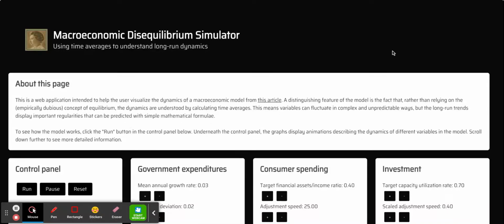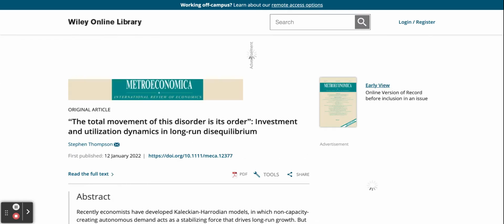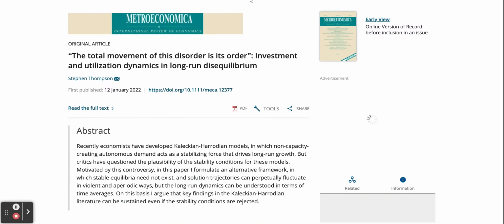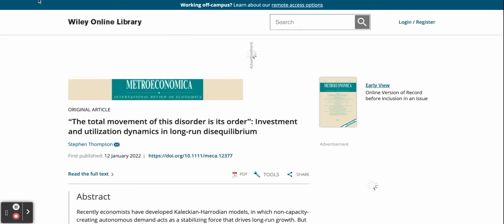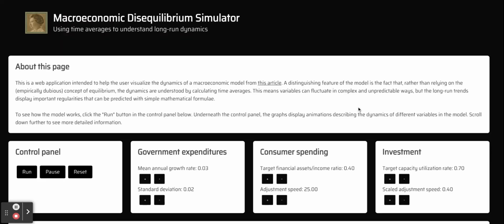This is a new web application I've just created, and what it does is display animations of a macroeconomic model. If you're interested in knowing more about the model, there's some information on the page, and there's also this link to an academic article where the model is developed in detail, and the article talks about empirical studies supporting it and things like that. But the idea here is to give a relatively non-technical way of understanding what this model actually does.